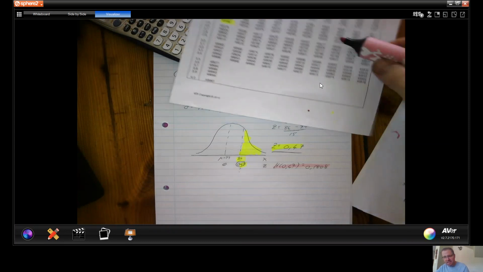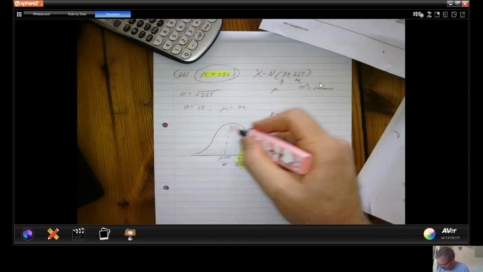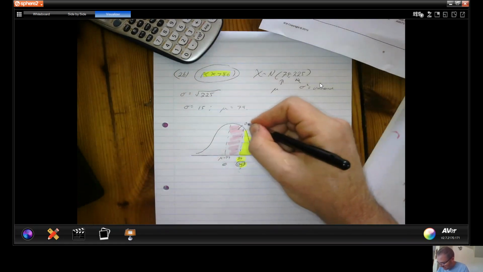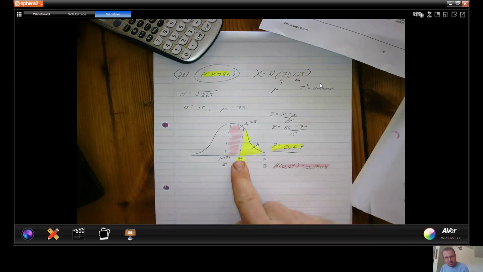Now be careful. What is that area over there? Okay, Morgan? Yes. That's that area over there. So this is 0.1808. But what are we looking for? We're looking for that yellow area, the probability that it's greater than 86. So how am I going to figure it out? What's that area to the right of the mean, Morgan? Yes, it's 0.5. Top of your game, Morgan.